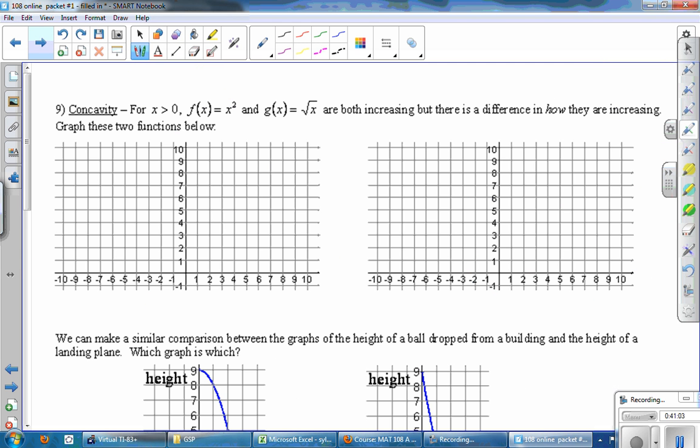Okay, next page, number 9, concavity. For x bigger than 0, f of x equals x squared, and g of x equals square root of x are both increasing, but there's a difference in how they are increasing. Graph these 2 functions below. Pause the video, draw your best sketches. X squared can be on the left graph and square root of x on the right graph, and then come back when you're done.